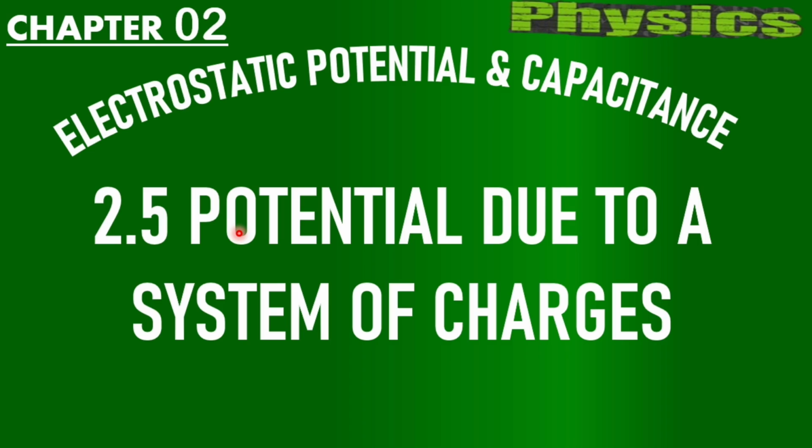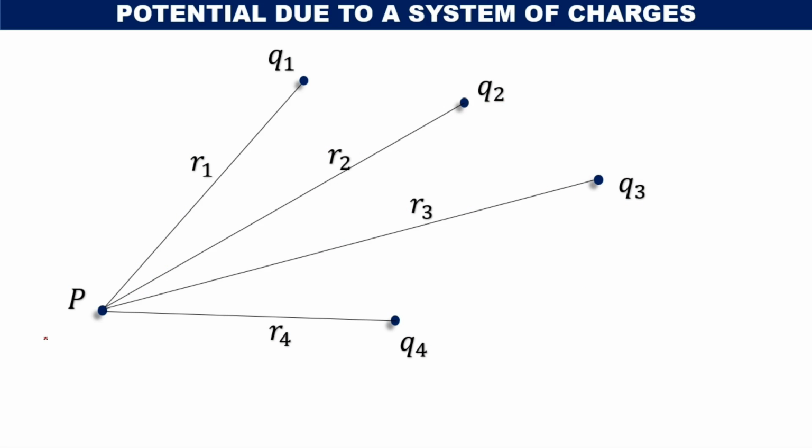Hello, I am Jagdish Naik. In this video, we are going to determine the expression for potential due to a system of charges at a given point. In order to find out the electric potential at a given point due to a number of charges, we need to consider the individual charges as if other charges of the system are not present.